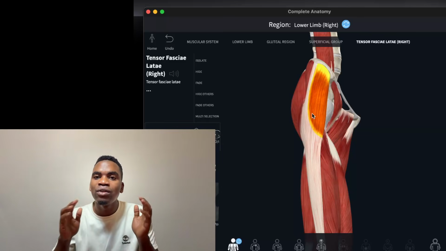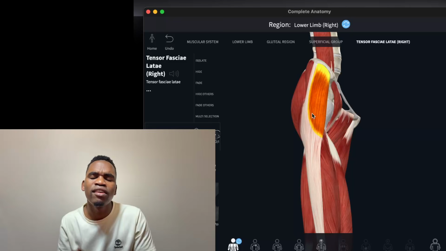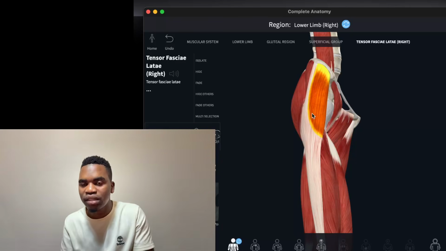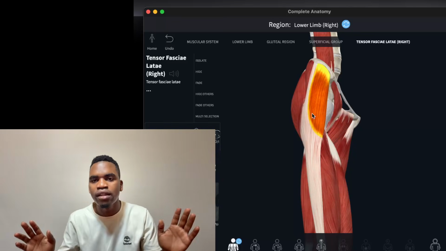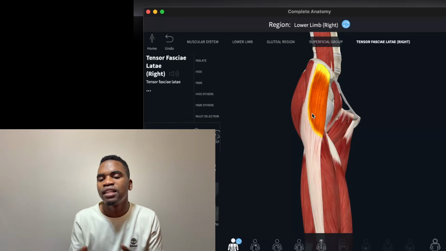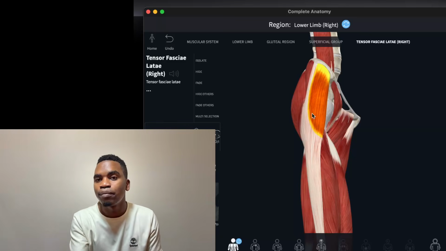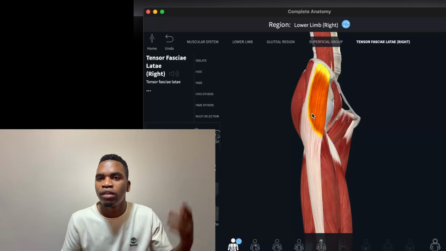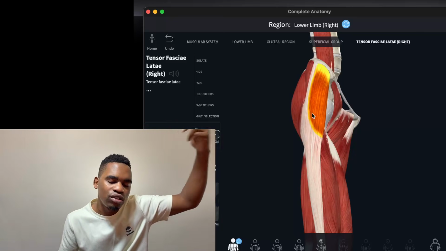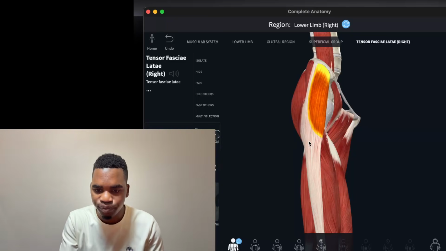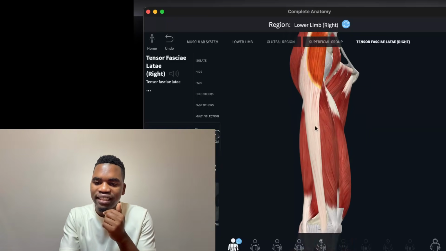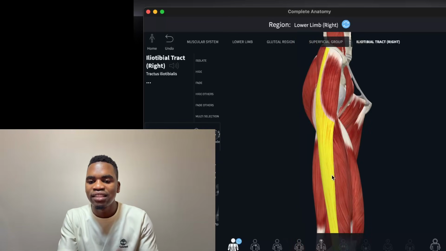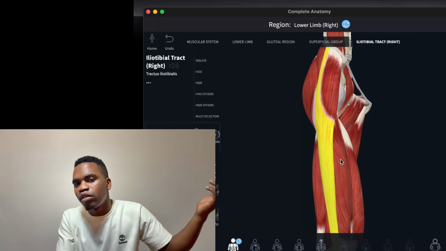But this muscle is not a muscle of the anterior compartment, even though when you are doing dissection, you're going to discuss it together with the muscles of the anterior compartment. This is a muscle of the gluteal region. You can consider it a muscle of the gluteal region because its nerve supply is coming from the superior gluteal nerve, the same nerve that supplies the gluteus medius and the gluteus minimus. This muscle is going to insert itself to the iliotibial tract. We're going to discuss it maybe when we are doing the anatomy of the gluteal region.